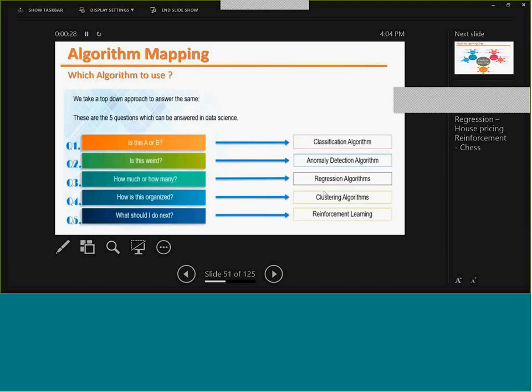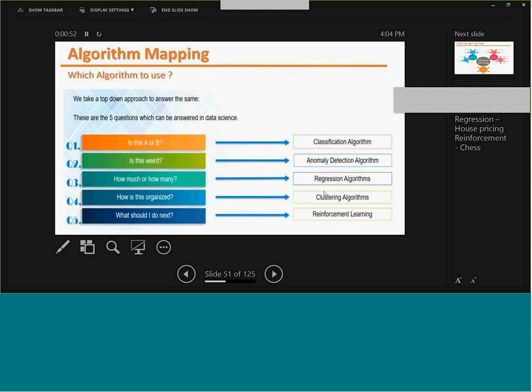So quick recap, guys, of what we learned last time. I have two slides for you. Last time we saw that there are five different types of machine learning algorithm and the circumstances under which we should use them. The very first one is the classification algorithm. If you would like to make a choice whether it's A or B, you should go for classification. If you would like to evaluate weirdness of the data, then you go for the anomaly detection algorithm.